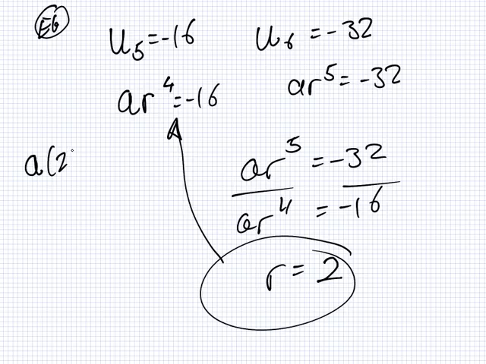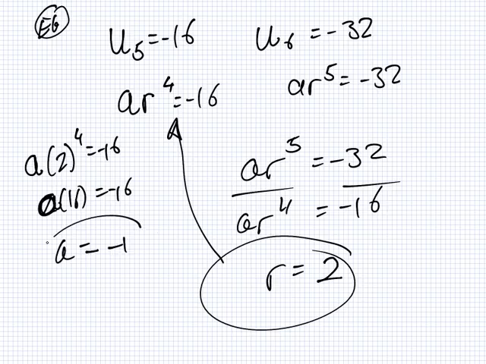You're right, but I just feel that you don't have to divide. You can just find R by dividing minus 32 by minus 16. I know in this case because they're neighbours, but that's not always going to happen. A times 2 power 4 equals minus 16. A times 16 equals minus 16, so A equals minus 1 then. Okay.